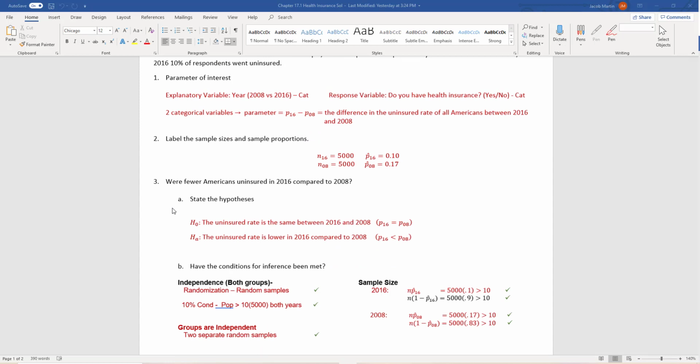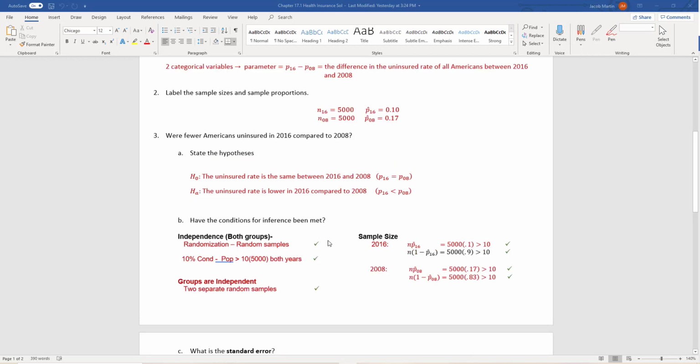We have parts A through E, where we'll conduct a hypothesis test to try to see if the proportion of Americans uninsured in 2016 is different from 2008. But anytime we're going through and doing statistical inference, it's always a good idea to write down what you know about your samples. And when you're working with a categorical variable, you want to write down your sample size. The sample size N for 2016 was 5,000. And the sample proportion in 2016 was 10%. If you write it out in proportions, that'd be 0.1.